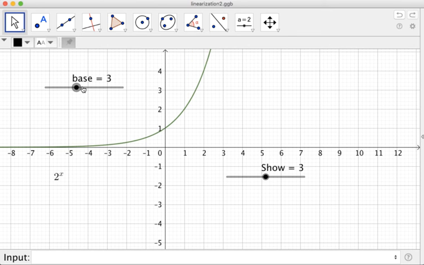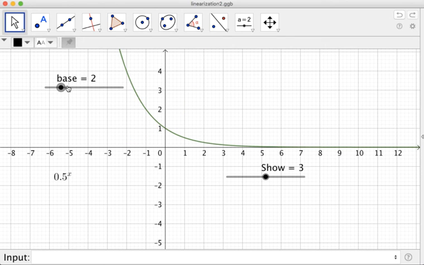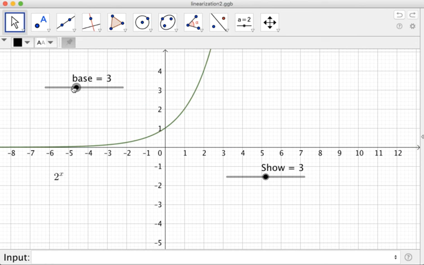Okay. On the other hand, what happens when we have a base that is between 0 and 1, like 1/2? Now basically this thing is equal to the reciprocal of 2 to the x. So now when we have 0.5 to the first, that's 1 over 2. 0.5, or 1/2 squared, is 1 over 4. But 0.5 to the negative 2 is 1 over 0.5 squared, which means it's 1 over 1/4, which means it's 4. So these two functions are just reflections of each other across the y-axis.